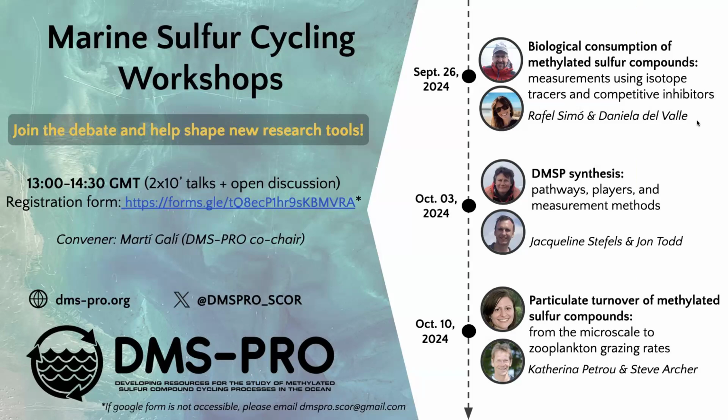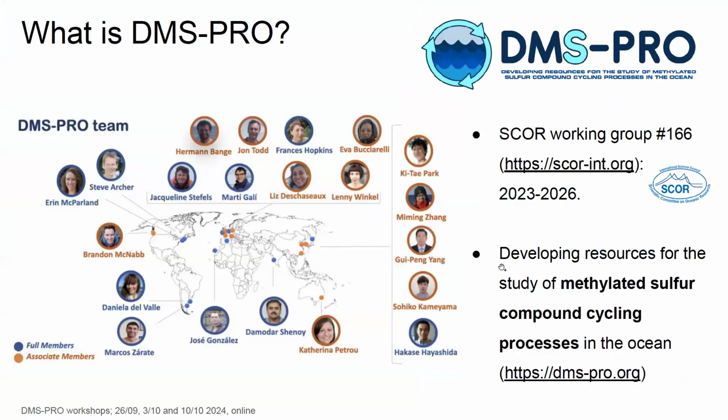Before that, I will give you a brief introduction about our working group, DMS Pro. So who we are, what we are planning to do. DMS Pro stands for Developing Resources for the Study of Methylated Sulfur Compound Cycling Processes in the Ocean. We have a common interest in the organic sulfur cycling in the ocean, in methylated sulfur compounds. And this is the group with about 21 members from, I think, 13 or 14 different countries around the world.